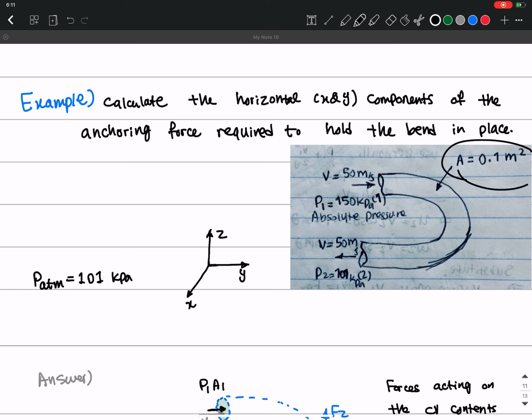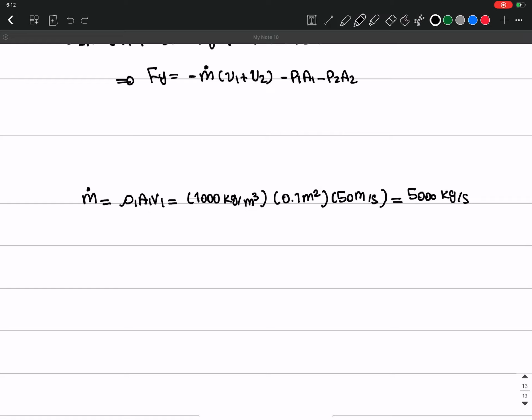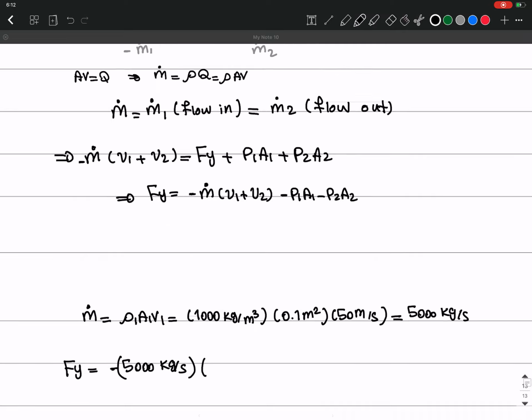You see the unit here? What does the unit show? The unit shows kilograms per second. That means how much mass is going per second. This is the mass flow rate. Okay, so Fy now is going to be minus 5,000 kilograms per second times V1 plus V2, which we have here: 50 meters per second plus 50 meters per second.